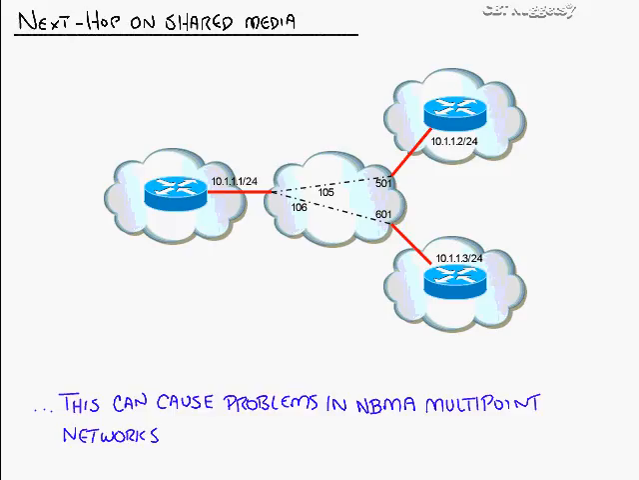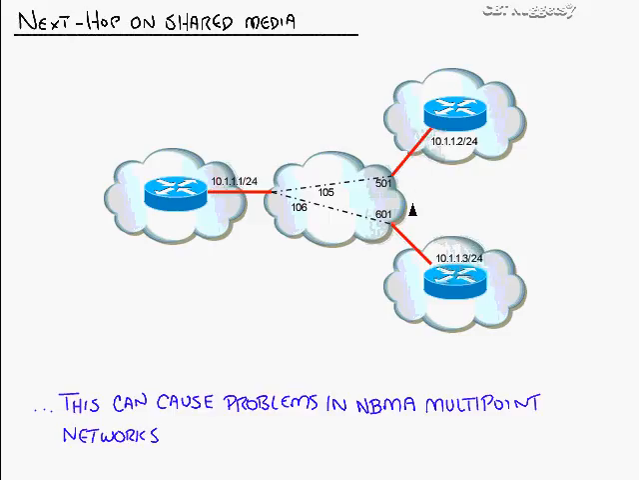But this concept can cause problems when we start looking at NBMA multi-point networks. Now, if you've gone through the advanced wide area network configuration and started looking at the frame relay nuggets before, you already know my opinion on NBMA multi-point networks. I loathe them. However, you may encounter them when you're sitting in the CCIE lab. Here's the concept and the problem that it creates.